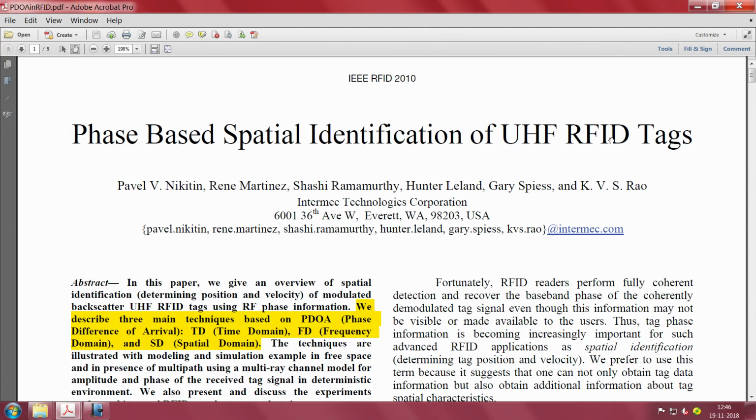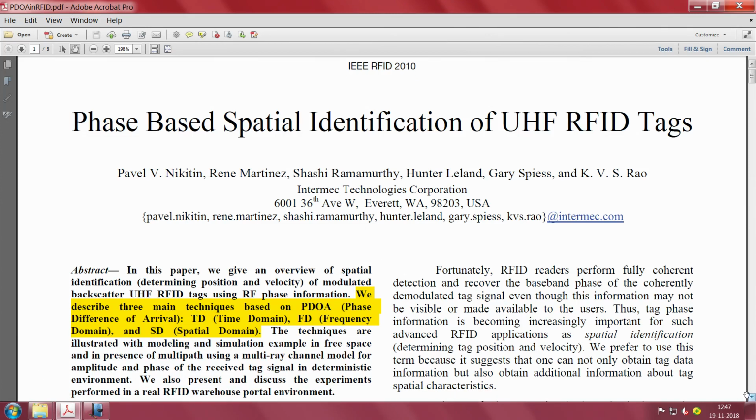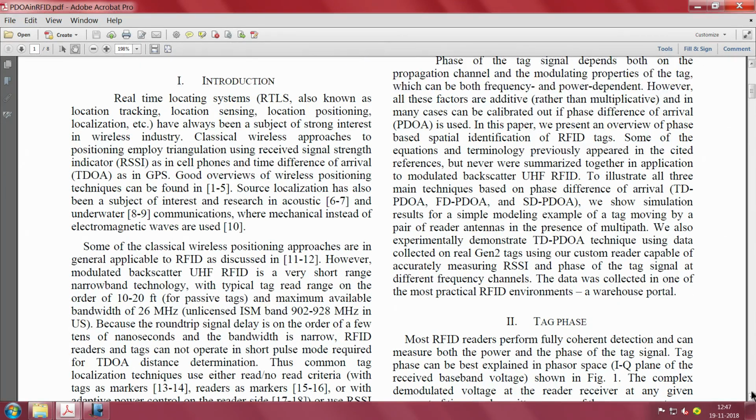This paper is interesting because it talks about some very basic stuff. We describe three main techniques based on PDOA, phase difference of arrival. So, what are the three ways? One is time domain, the other is frequency domain, and the third one is the spatial domain. Let us jump into and look up directly what we mean by the PDOA, TD PDOA, FD PDOA and SD PDOA. This will sort of clarify the basics. So, let us jump to that part.